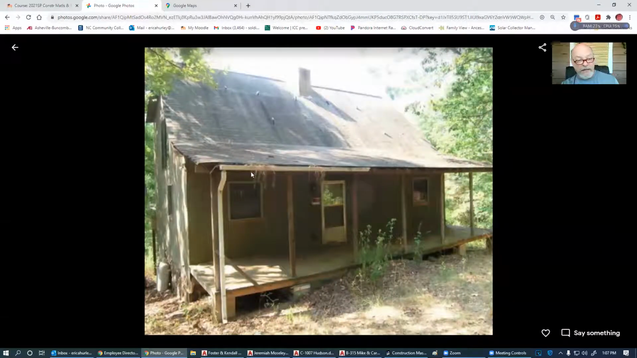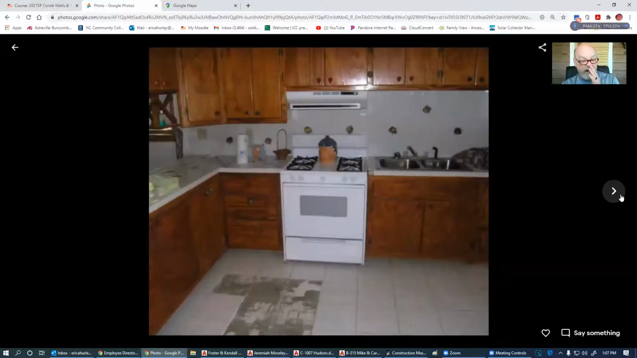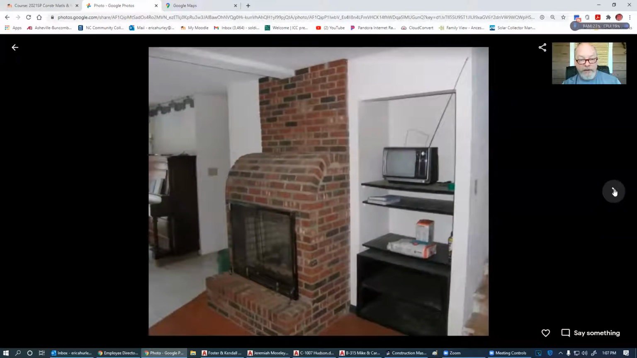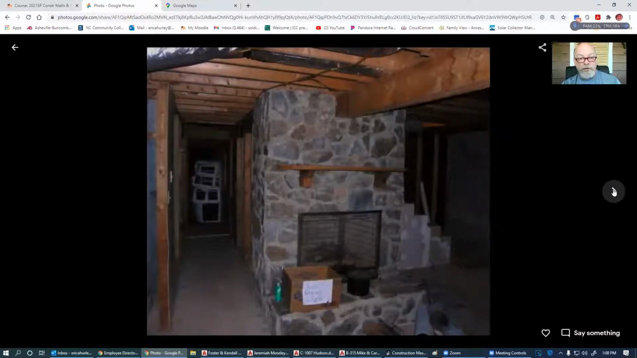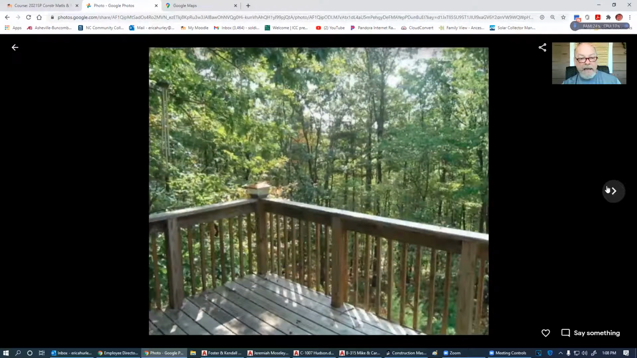I would at least have cleaned up a little bit if I was going to put something on a real estate ad, fix the tile in the kitchen. You know, these were pictures that came from the real estate ad. So it was sold to a family, and the family wanted to get off of temporary power.